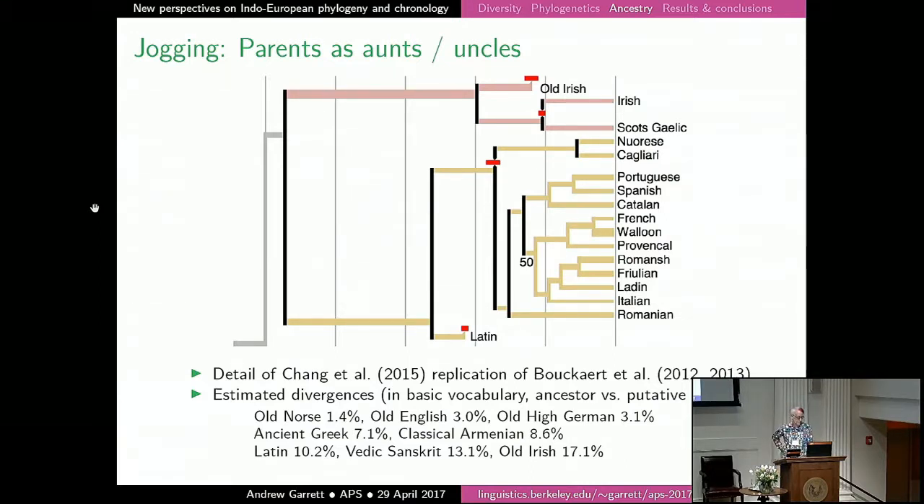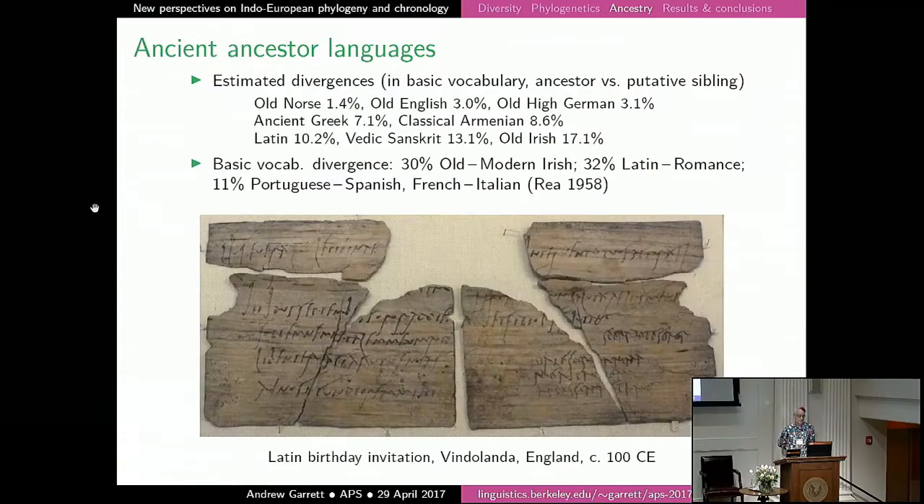We estimated the extent to which these languages would have diverged according to this analysis. The actual divergence here that's estimated for Old Irish would have been 17% between the actual Old Irish documented language and the one that is reconstructed by these methods, and for Latin it's 10%. That's a very substantial divergence in basic vocabulary. By way of comparison, the divergence between Portuguese and Spanish or between French and Italian in basic vocabulary is 11%.